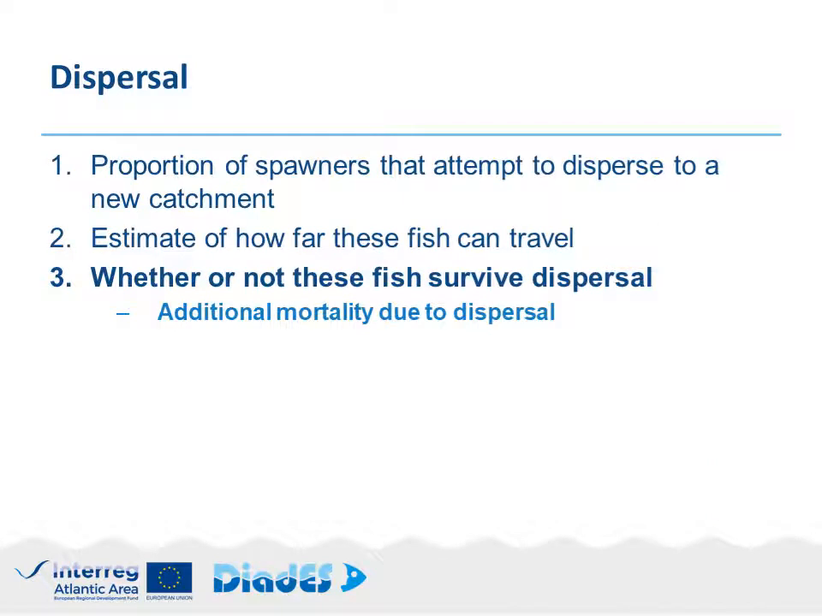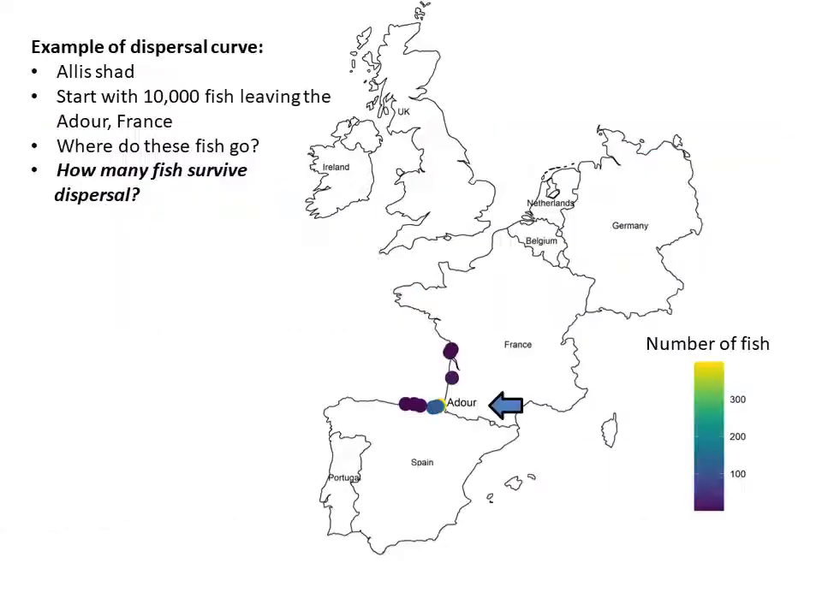The last component is whether or not these fish are surviving. So we apply an additional mortality rate to the fish that are dispersing. So if we go back to our example of Allis shad and we ask how many fish are surviving this dispersal, we can see two main things.